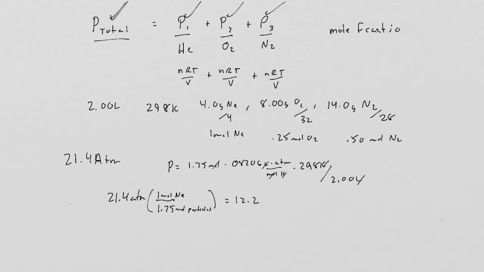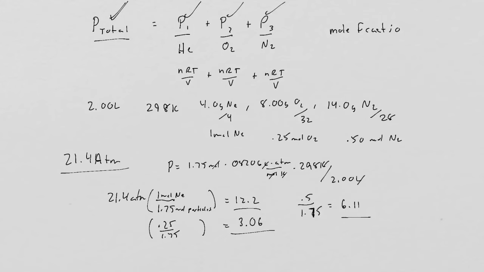You can do the same thing with the oxygen, right? In that case, you're going to multiply by 0.25 over 1.75, and that's going to give you about 3.06. And then you can also multiply by 0.5 over 1.75, and that's going to give you the pressure caused by the third gas, which is the nitrogen. I'm sorry, that's 1.75. Don't want to make a mistake there. And that gives you 6.11. And what you want to notice is these 3 numbers add up to the total pressure in the container.